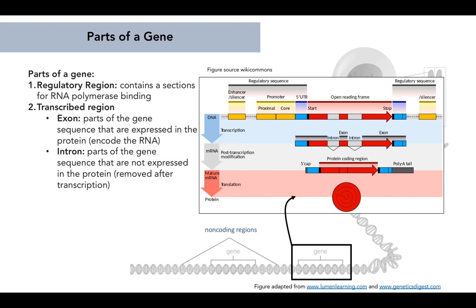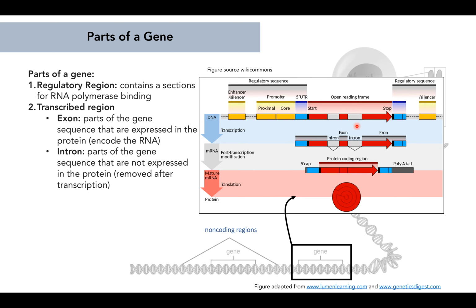Now, once we know what a gene is, what a genome is, and what DNA is, we're going to have a look at the parts of a gene. So this is the gene here. And if you look closer at what a gene is, we know that it's got a regulatory region and a transcribed region. So a regulatory region is not going to be turned into RNA and turned into a protein, but the transcribed region will. So the regulatory region here contains a part to which the RNA polymerase will bind, and this is what you're going to learn in central dogma.